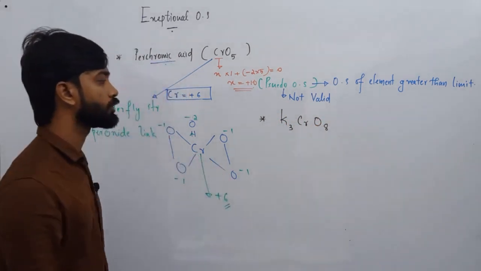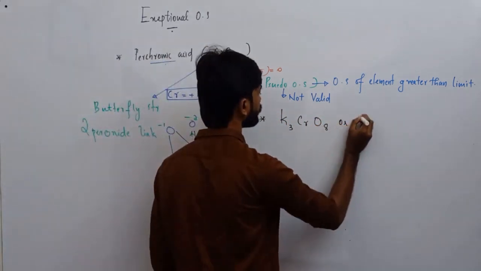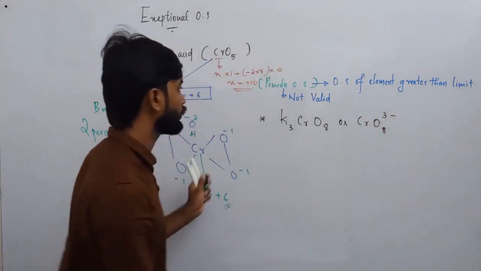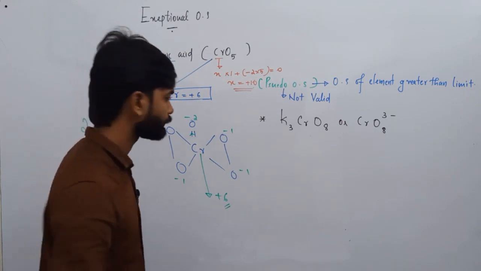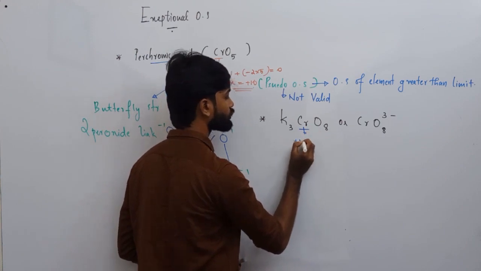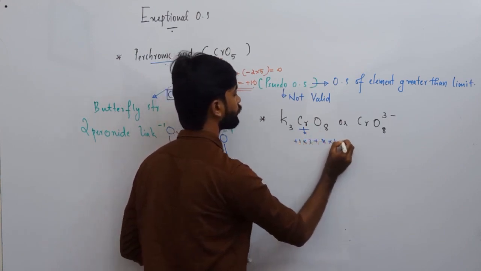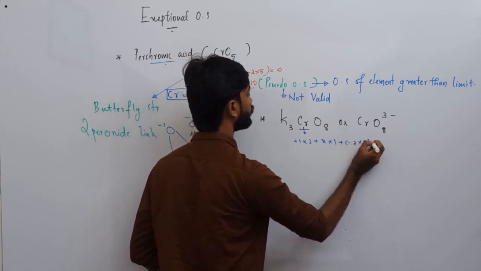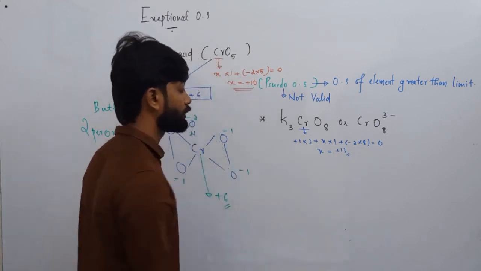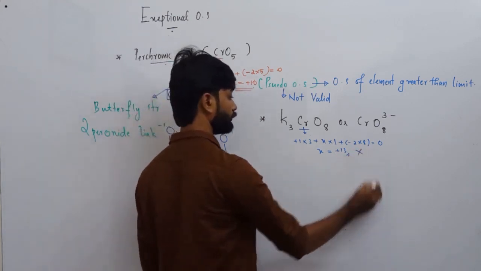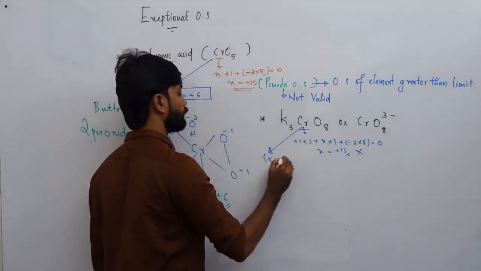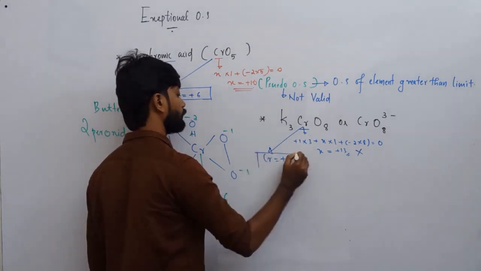K3CrO8, or CrO8 3-. This is a special compound, just like your CrO5. What about this oxidation state? +1 into 3 plus x into 1 plus -2 into 8, which is equal to 0. So x becomes +13. +13 means it is a pseudo oxidation state. So this is not valid. So the actual oxidation state of chromium is +5. It's not +13. It is only +5.